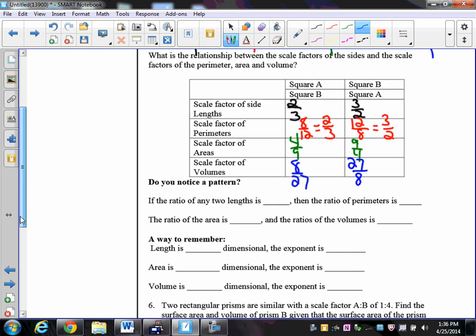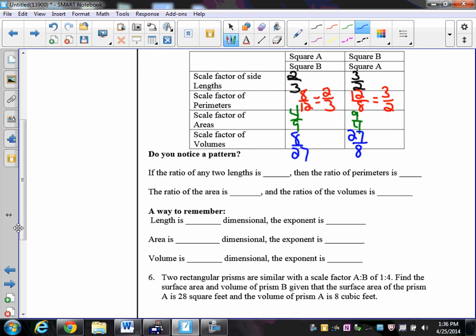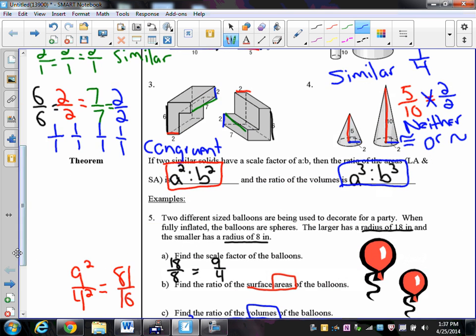So whenever we look at this data, we should be able to find patterns. The ratio of any two lengths is A to B. Remember, we can also write that A to B with a colon in the middle. The perimeters are the same, A to B. The areas are going to be 2 squared over 3 squared, so that is A squared to B squared. Again, this is the same as our theorem as before, which also mentioned that the volume was A cubed to B cubed. So if I go back to my first page, I see that theorem right there again.